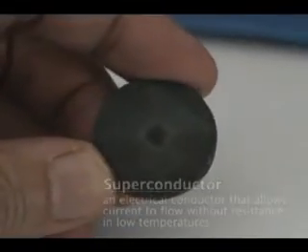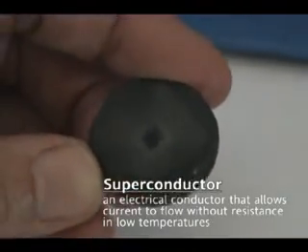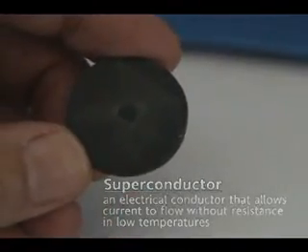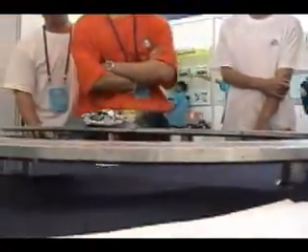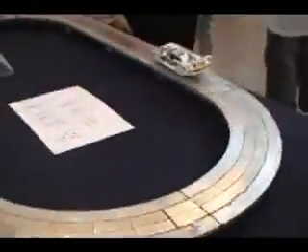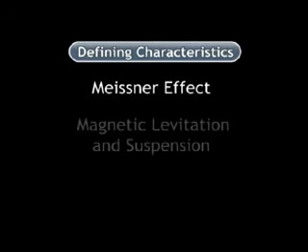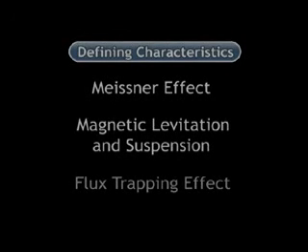Superconductors. They are defined as a type of electrical conductor that allows current to flow without resistance at low temperatures. This allows for the development of technologies such as high-temperature superconductor magnetic levitation vehicles, which are noiseless, frictionless, and easily accelerated. In this presentation, we will introduce a few defining characteristics of superconductors: the Meissner effect, magnetic levitation and suspension, and the flux trapping effect.